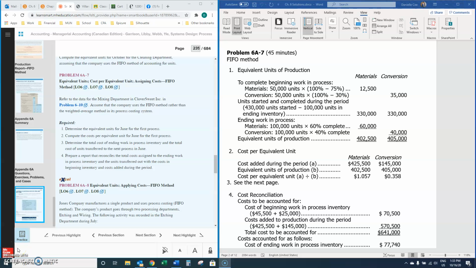One last problem for Appendix 6A. We're going to look at problem 6A-7. Here we're told to refer back to problem 6-10, but in problem 6-10 we did the exact same questions using the weighted average method. Now we're going to do it again using the FIFO method.